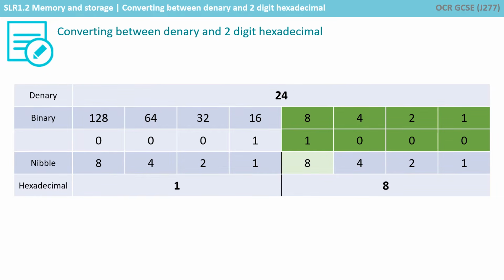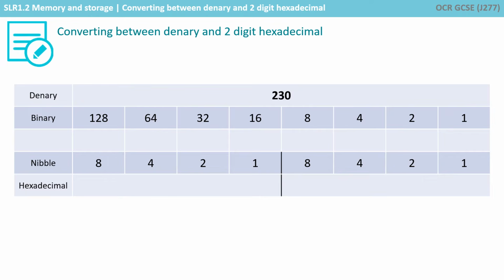We then take the next nibble, and again we have a 1 in the 8 column. So we have 8. So the denary number 24 in hexadecimal is 18. Now that's important, it's not eighteen, it's one-eight. And it's important to note here that although hexadecimal has letters available to it, not every denary number will convert into a hexadecimal number that contains letters.